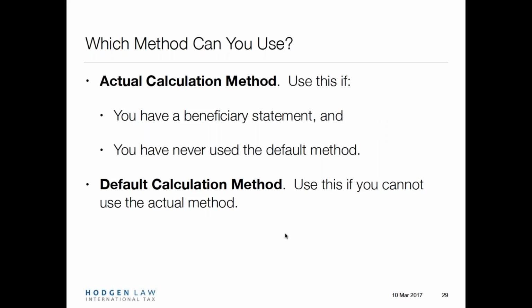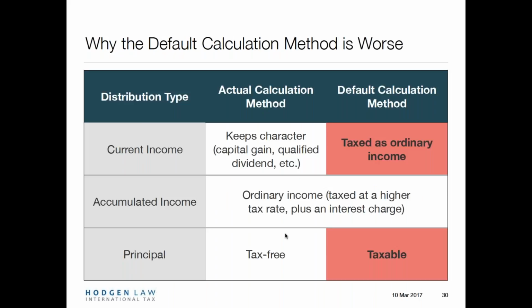So the first question is, what method are you allowed to use? You as the beneficiary, when you're calculating the tax on the distribution you've received from a foreign non-grantor trust. The two methods are the actual calculation method. You're allowed to do this if you receive a thing called a beneficiary statement from the trustee. We'll talk in a second about what that is, but basically figure this is a free-form stand-in for a Schedule K1. And you've never used the default method before. The default method says if you're knocked out of the box and you're not allowed to use the actual method, you have to use this other method, the default calculation method.